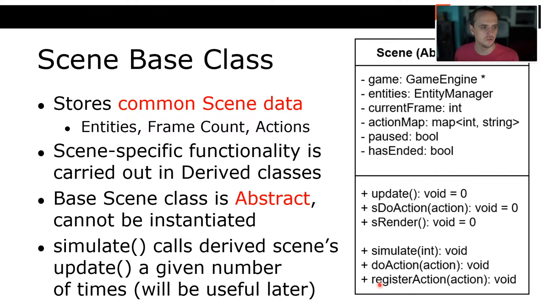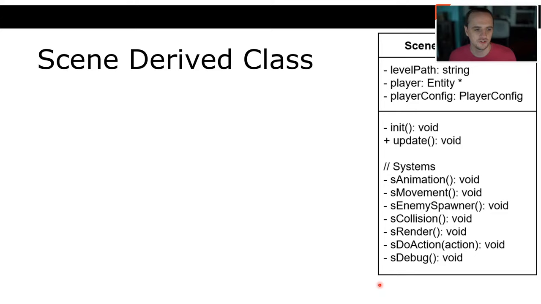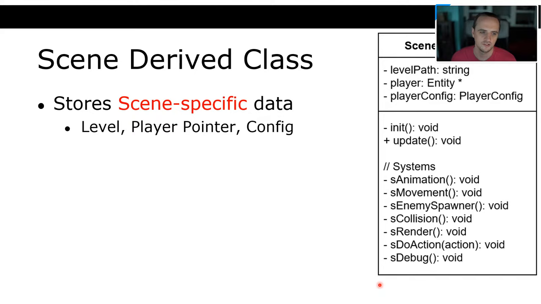Okay. So now we talk about the derived classes. The derived scene classes are going to store their scene-specific data. So if we think about this, for example, in assignment 3, when we're playing a Mario level, the playing level scene will store the data that is specific to that scene. For example, we might have a level data. So, okay, where are all the tiles stored in this level?